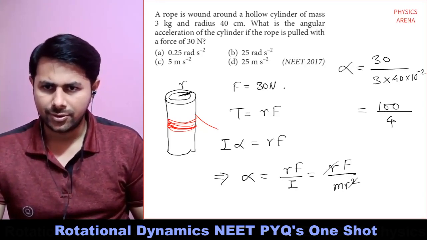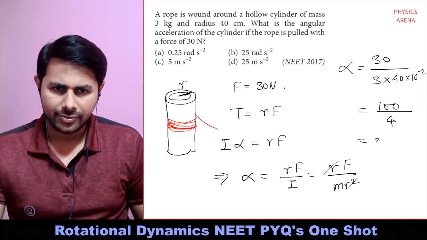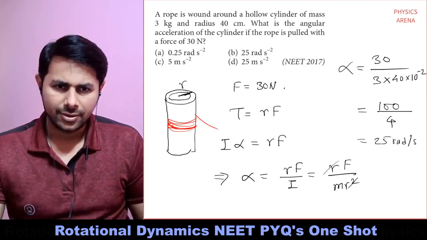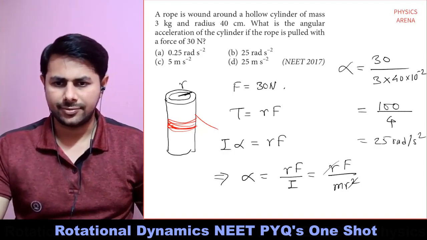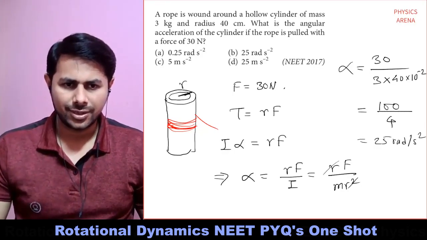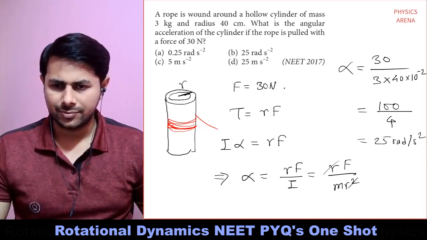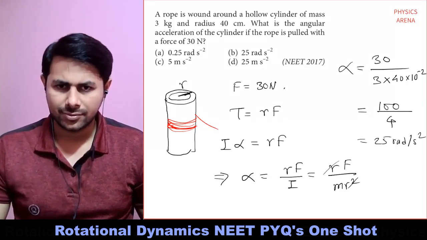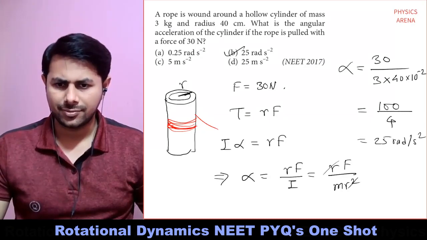Okay, so 25 radians per second square. This is the answer. Okay, option B is the answer.